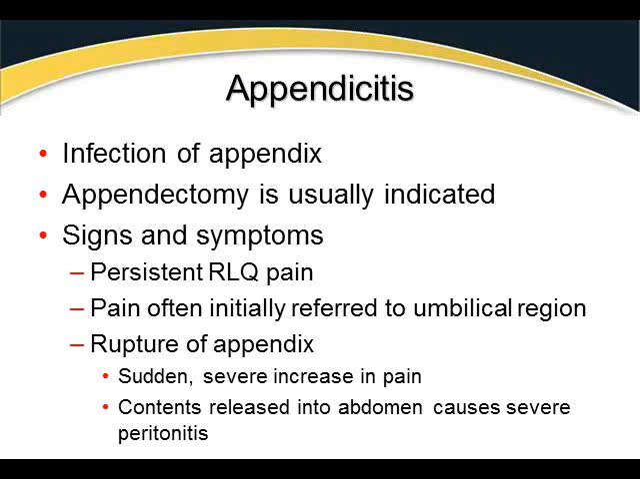It is a persistent right lower quadrant pain, and the pain is often initially referred to the umbilical region. So they may start to complain of pain around their belly button, but then as time goes on, it migrates down into that right lower quadrant. If you get that rupture of the appendix, very sudden, severe increase in pain, and then sometimes it will even relax and you'll start to not have that pain. But then the abdomen starts to get flooded with contents of the intestines, and this is going to cause a severe peritonitis, or an inflammation of the peritoneum, that blanket that covers the entire abdomen, as that content is spilled out there.